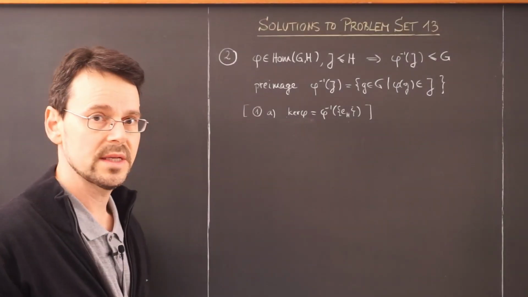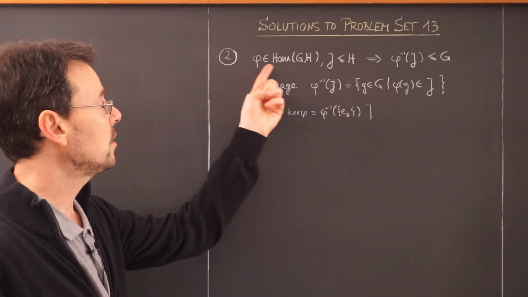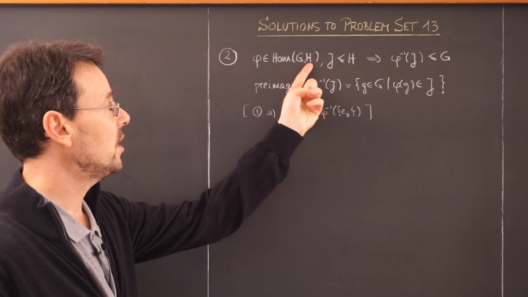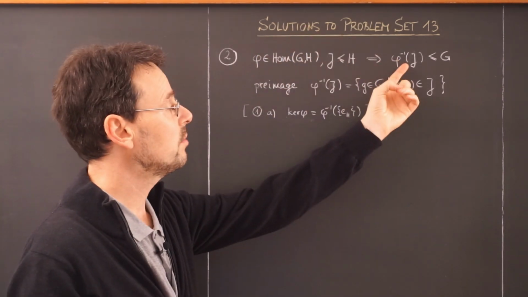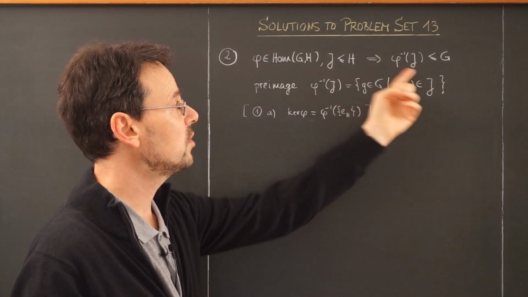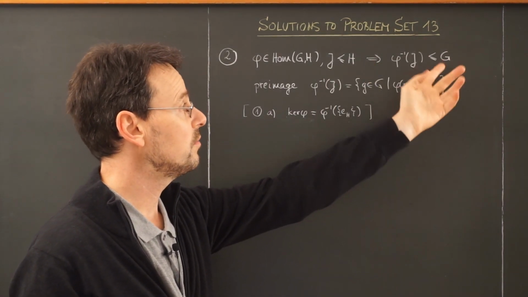All right, exercise number 2. Phi is a homomorphism from G to H. J is a subgroup of H. Then automatically the pre-image of J is a subgroup of G.